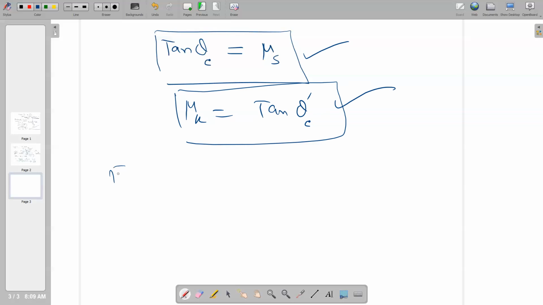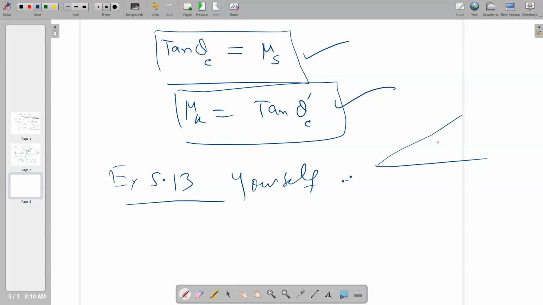Similarly, example 5.13, you can solve yourself, it is easy. Try to solve it. There are some conditions on which the body moves, so it depends on this angle.